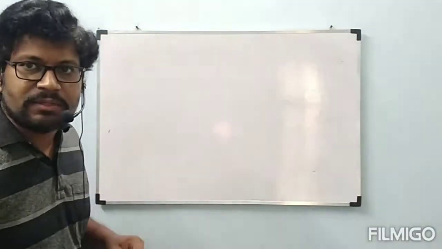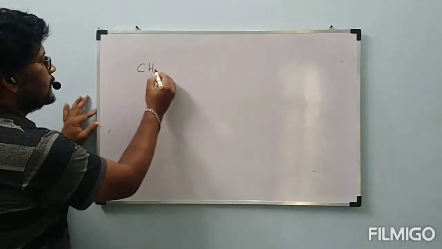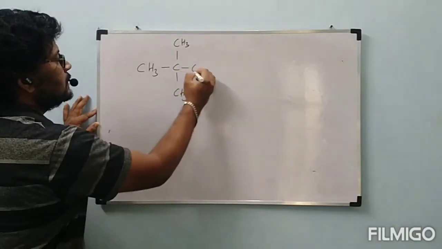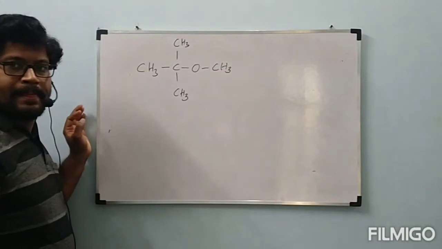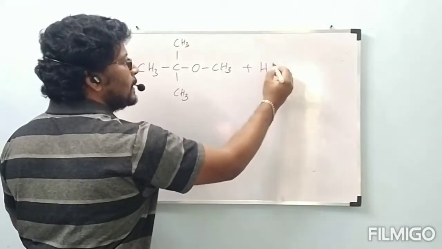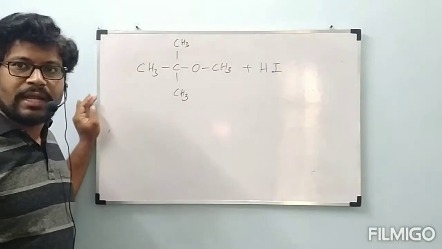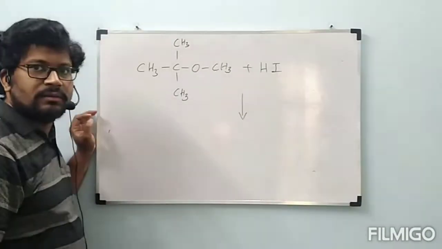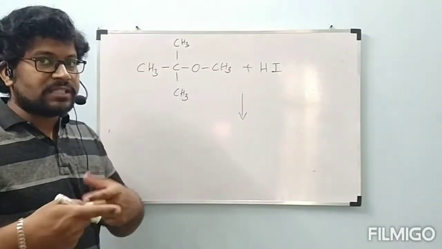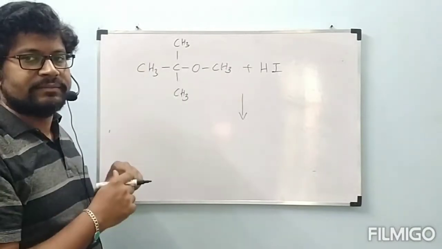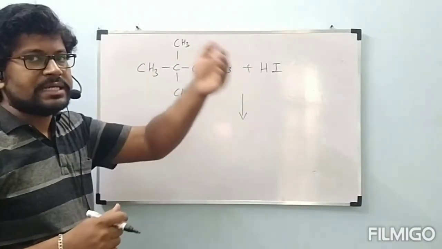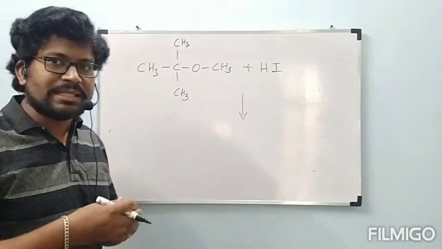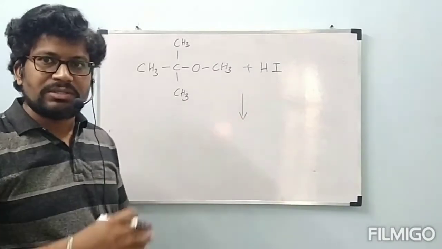Now let us consider one example ether, (CH3)3C-OCH3, which is going to react with HI. What are the substances to be formed? In the previous one, both are straight chains, left side alkyl group and right side alkyl group. In that condition, we consider the alkyl group with fewer carbons to be bonded with iodine. So that is not a problem.